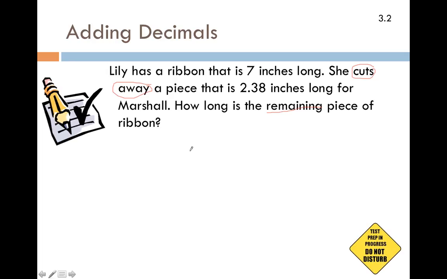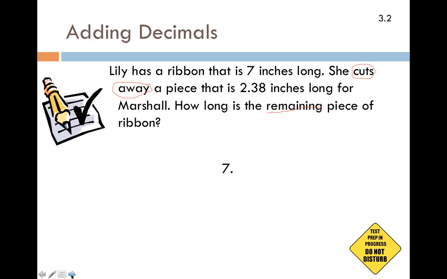So those are the key terms and concepts, or buzzwords, that we're looking for. That's going to let us know how we should go about solving this problem. Whenever we're working with word problems, we're always looking for those key words or concepts. In this case, we're looking at cut away and remaining.